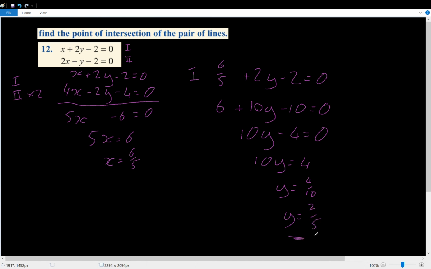So now we have our y value and we have our x value. We just have to put them together to form a point. So it's going to be (6/5, 2/5). And that is the point of intersection of those two lines. And that is that.